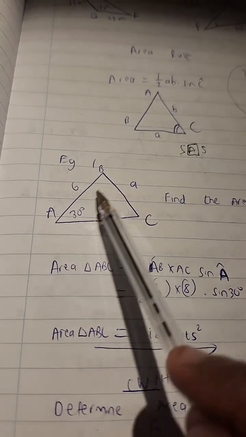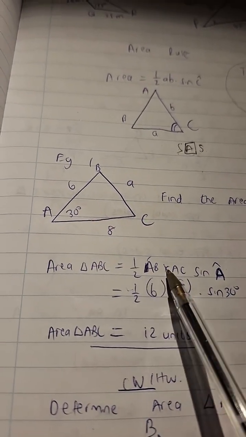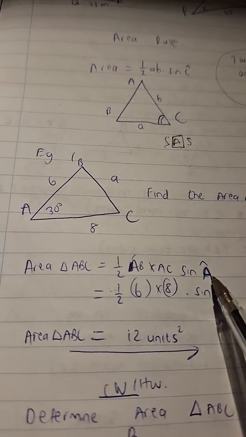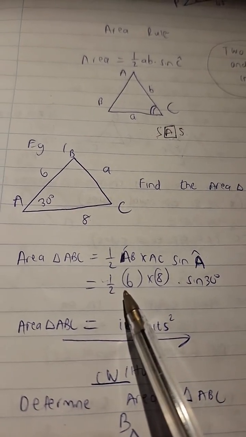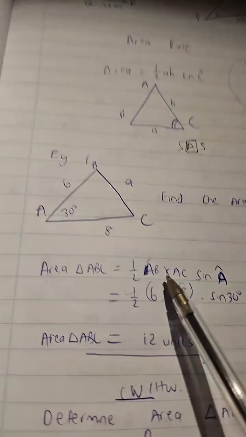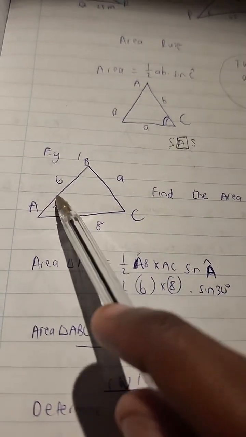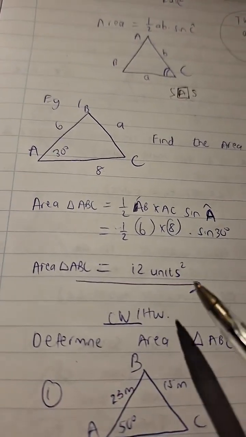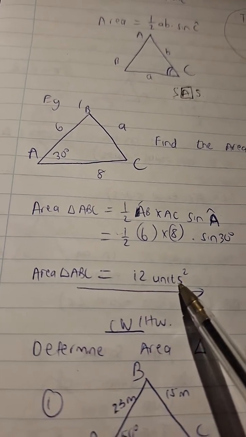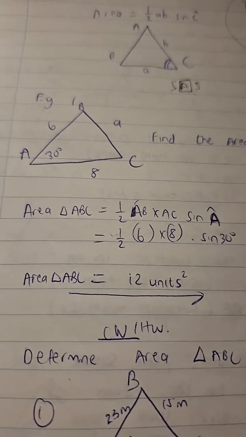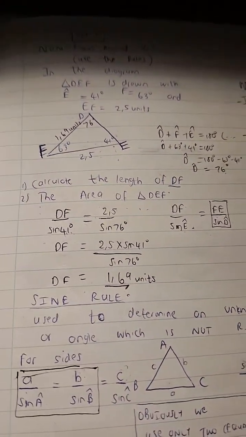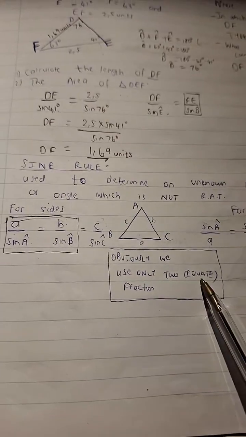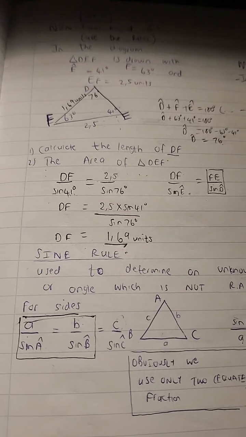So we can say half of AB times AC, the product of the two sides, times the sine of the included angle. Yes, John Maputla, extra cheese if you want. Then you substitute: half times 6 times 8 times sine of angle 30 degrees, which is the included angle. Voila! Remember, when calculating area, we measure in square units. So now, guys, you've been exposed to the condition that applies when using the area rule.